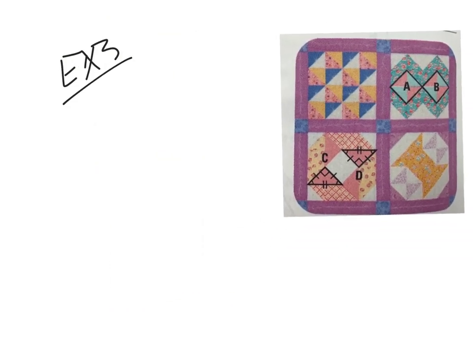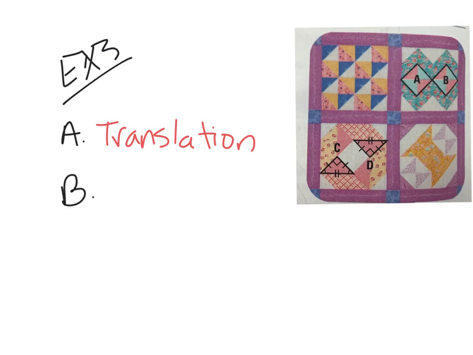All right, so we have a quilt. I have made one quilt in my lifetime. We're going to describe the transformation that moves figure A to B, so this one up here first, and then we're going to explain why figures C and D are congruent. So let's do A first. So what kind of transformation moves figure A onto figure B? Translation. Iso, do you agree? You're the only one that didn't yell it out. Then yes, all three of you are correct.